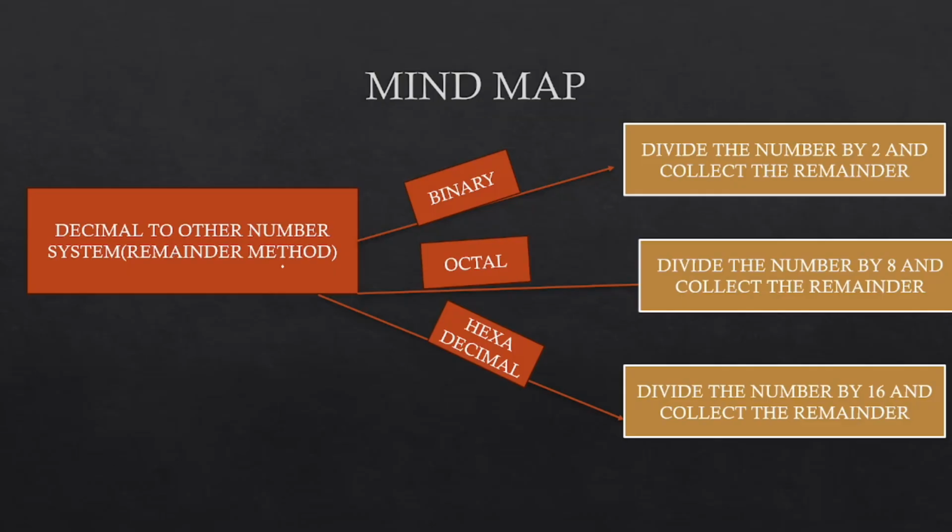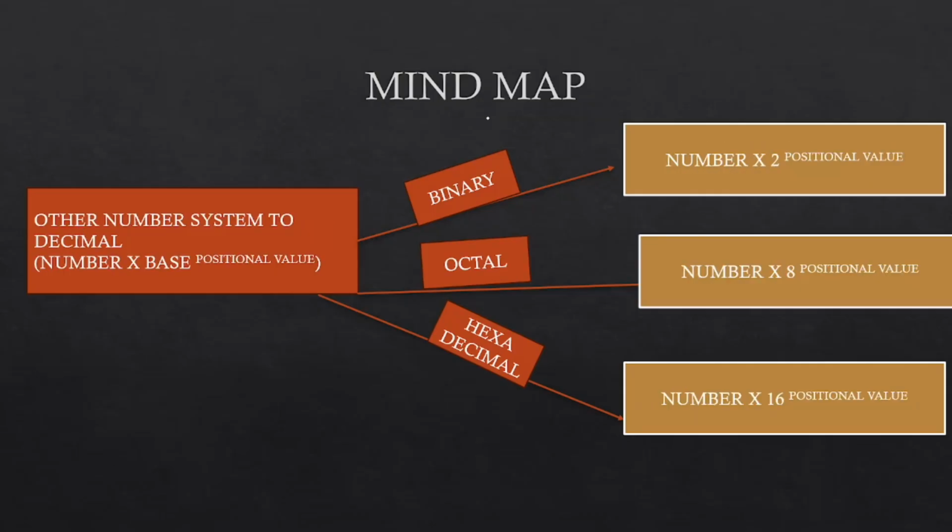If they are asking in point, what you have to do? You have to multiply by the number. Next one, mind map for the other number system to decimal, right? Other number system can be binary, octal, or hexadecimal. So what is the formula you have to remember? Number into base to the power of positional values. Binary means number into 2 to the power of positional values. Octal means number into 8 to the power of positional values. Hexadecimal is number into 16 to the power of positional values. So anything to the power of 0 you have to remember is 1. After that you have to add all the numbers, you will get the answer.